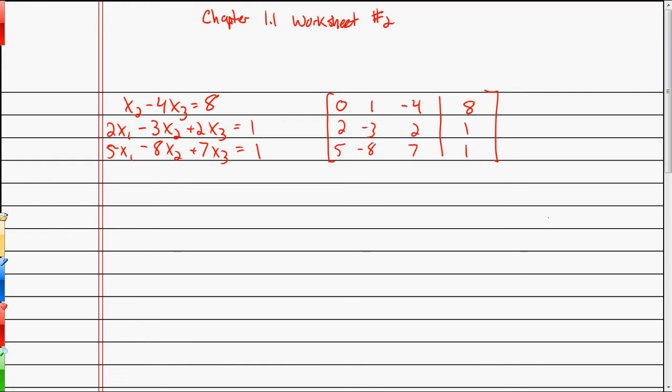And now let's see. The first thing I want to do is get a 1 right there, but I have a 0 there, so I'm going to have to switch this row out. So let's just switch row 1 and row 2. I could switch it with row 3, but I'm looking like I'm going to get some fractions no matter how I do this. So I'd rather have 1/2 than 1/5. So I'll switch row 2 and row 1. So this is going to give me 2, -3, 2, 1. 0, 1, -4, 8. And then 5, -8, 7, 1.